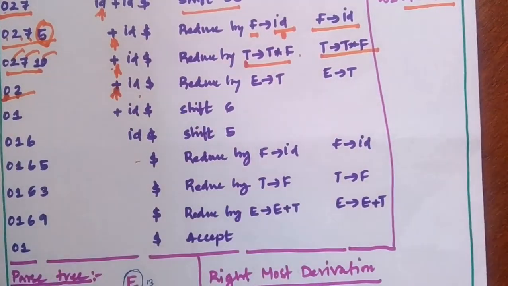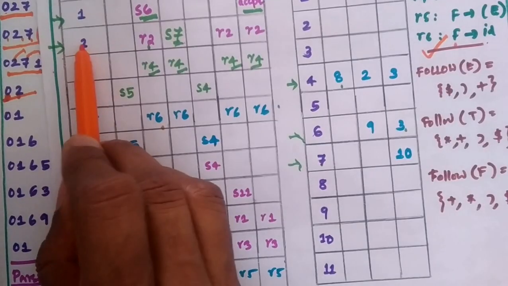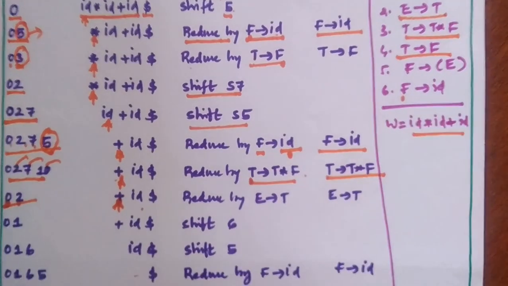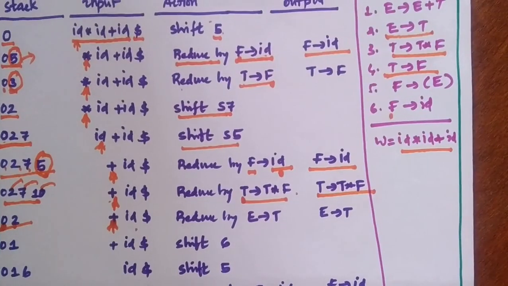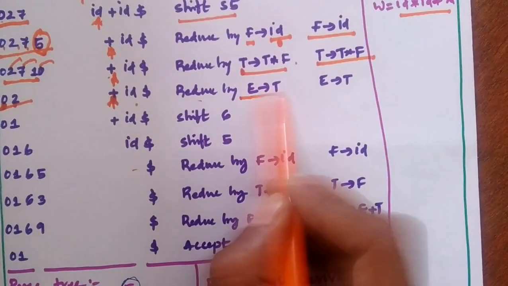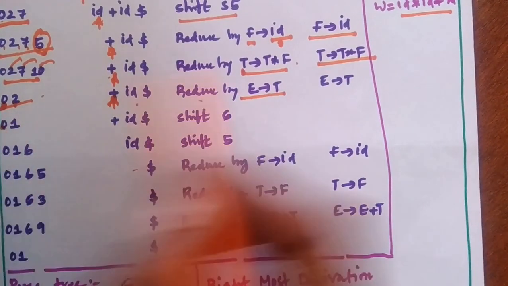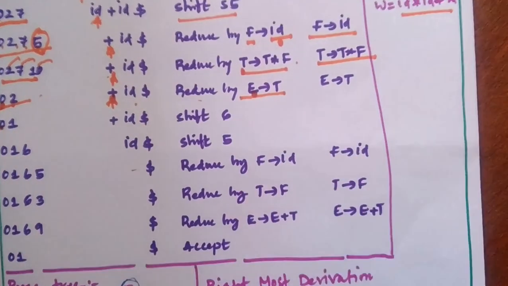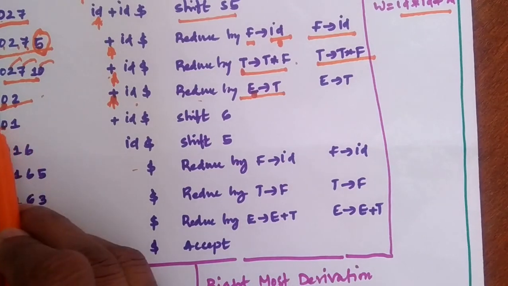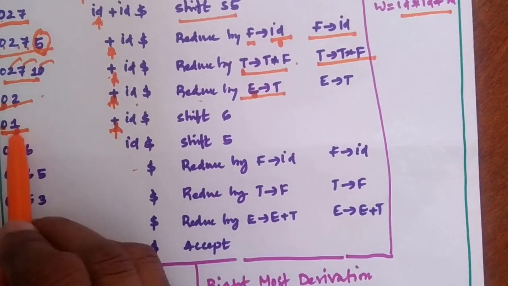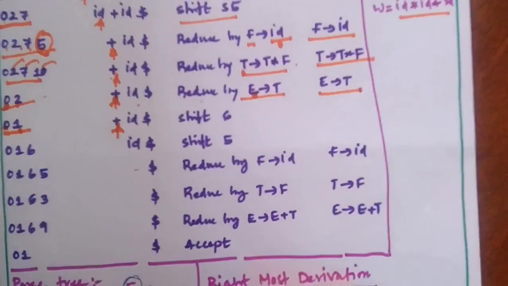Then 2 and plus is R2. R2 is E gives T. So the reduction is using E gives T. One symbol it will pop off. So it will come to 0, and 0 and E is 1. If you refer to the goto table, for 0 and E you will get 1. Then the parser will push 1 onto the top of the stack. 0, 1 we will get after that. The input pointer points to the same symbol, and it produces an output of E gives T.